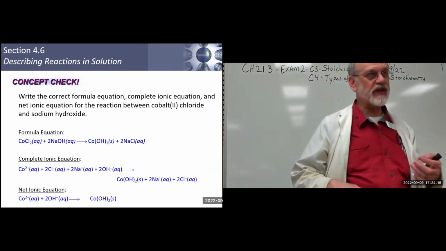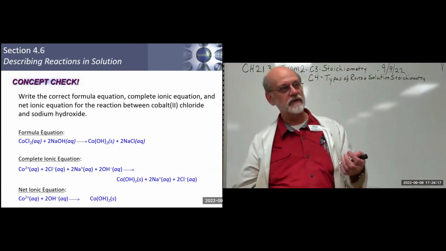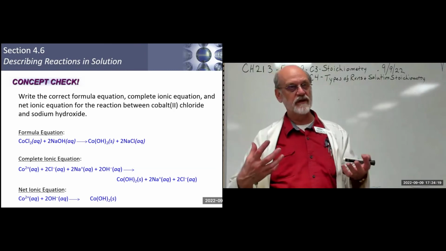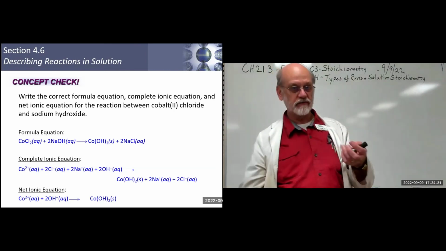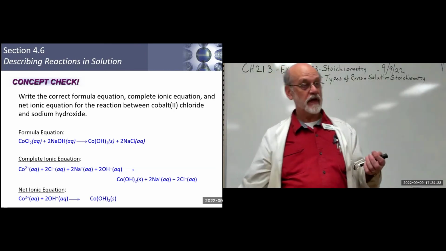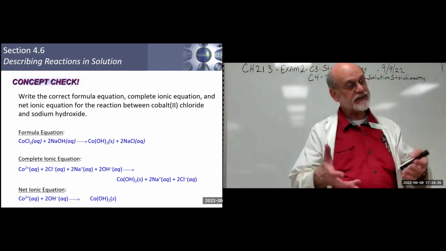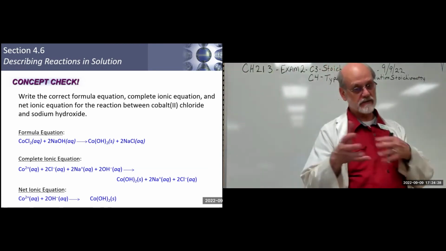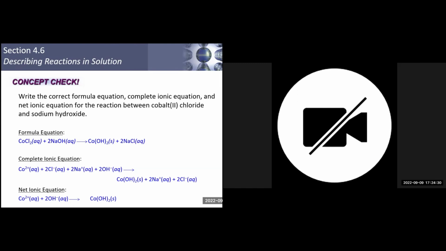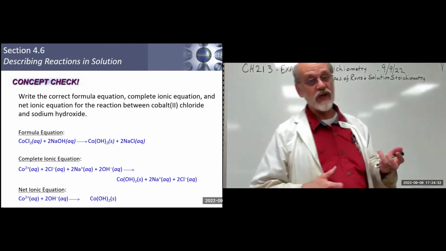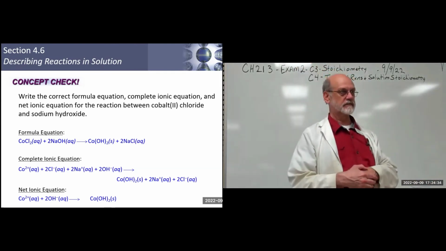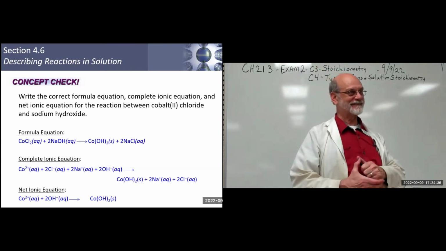Because as you form that solid, it drops out. It's no longer part of the medium. So it just keeps going until one of them is all used up. And you can still have limiting reactants, right? If you don't have enough cobalt chloride, then as soon as it's used up, the reaction stops. Okay?